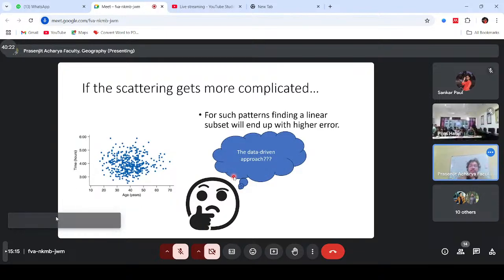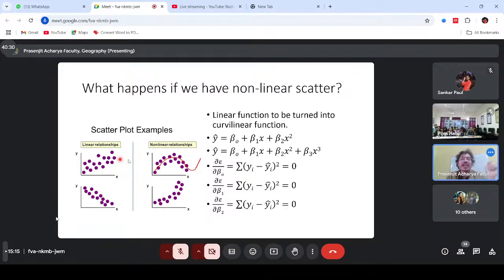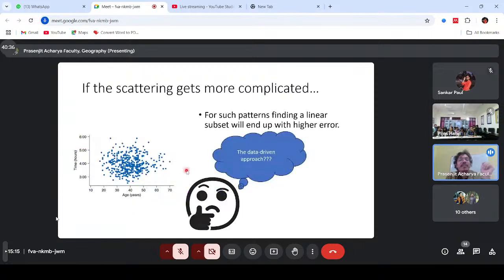Okay, so what happens if the scattering gets more complicated? We started with something linear, then I talked about the curvilinear. Now we have a more complicated response, where you cannot find any pattern, right? So we have some x and y, but we certainly do not have any linear or curvilinear relationship. It's just a cluster of points without any sort of relationship. So what happens in that particular situation? What model should I use? It sometimes happens to all of us, right?